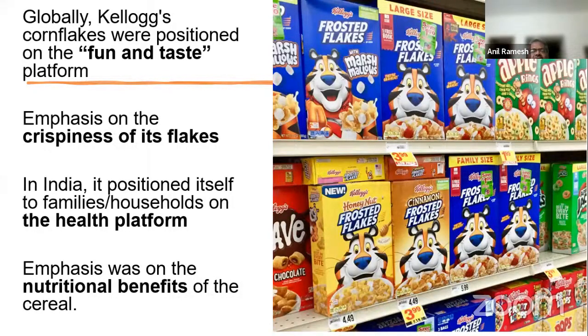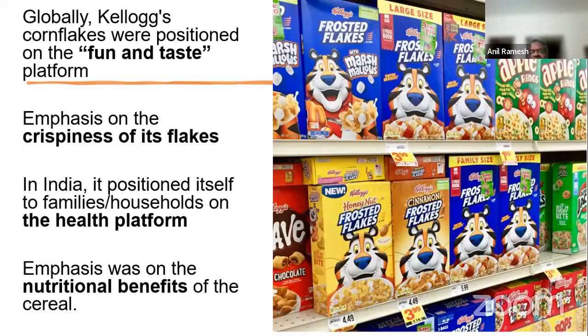So, if you go to any supermarket, the packaging, which we call a silent salesman, is very, very attractive. They have cartoon figures. They are very eye catching, and the children actually simply grab them. The emphasis of Kellogg's cornflakes is the crispiness of its flakes. So most of the participants, if they like cornflakes, must have realized that it is a crunchiness. When you put it in your milk and you're eating, you feel the crunchiness of the flakes. And in India, it was positioned to families, households on the health platform.